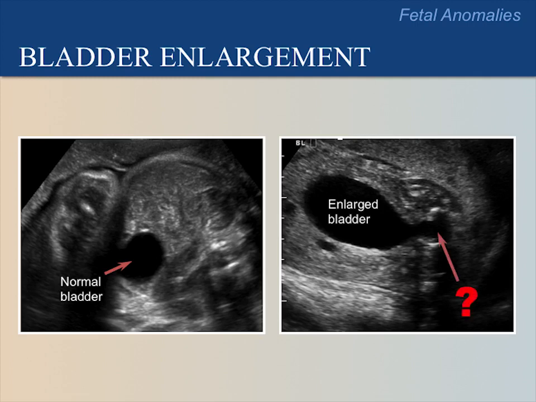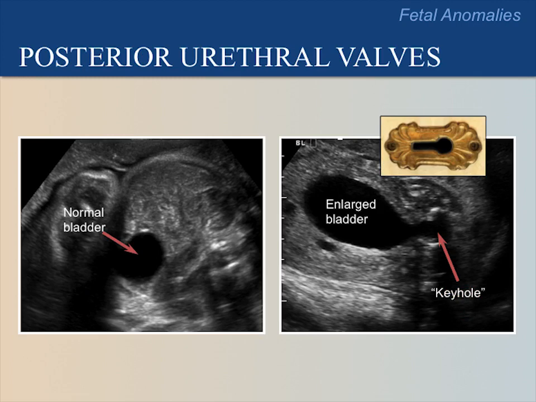Something is curious about the enlarged bladder in the right image. It appears to be connected to another dilated structure. This structure is called a keyhole, which indicates that posterior valves in the urethra have created a urethral blockage, leading to an enlarged bladder.